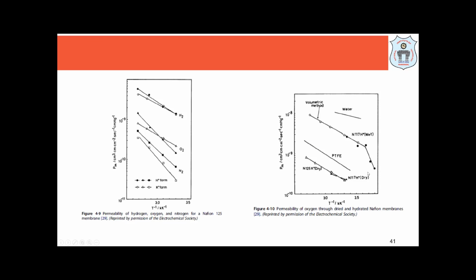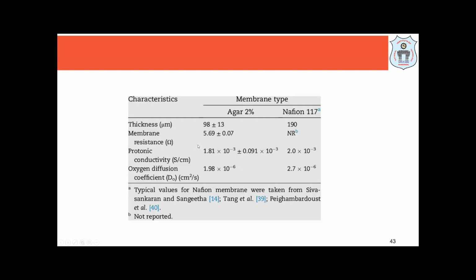And what about the permeability of oxygen through this dried and hydrated naphthalene membrane? So you have dried membrane, different membrane is written, right? Numbers are there, N117, N125. Okay, so you can see the change in that also. Okay, so that's what we want to discuss about the naphthalene membrane properties.